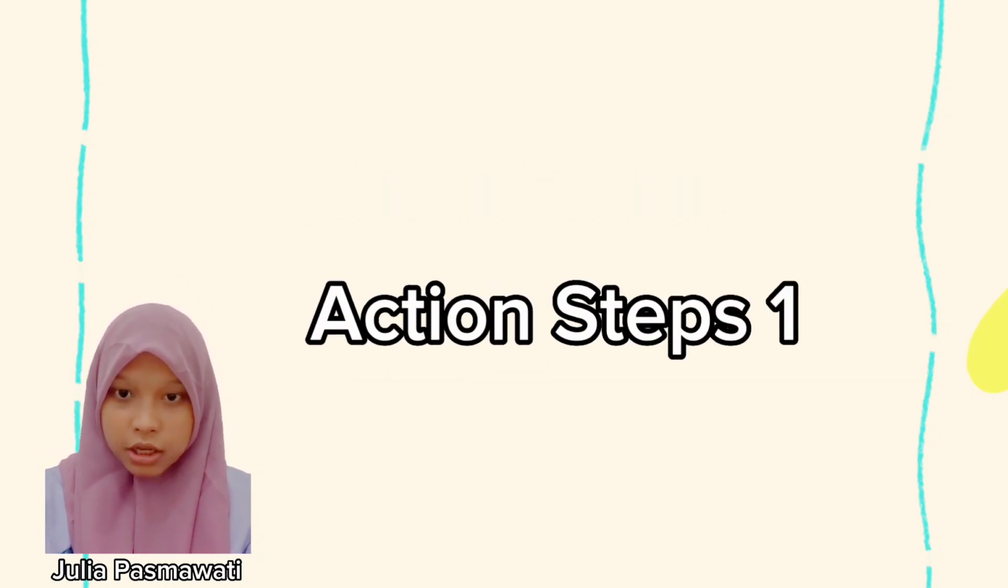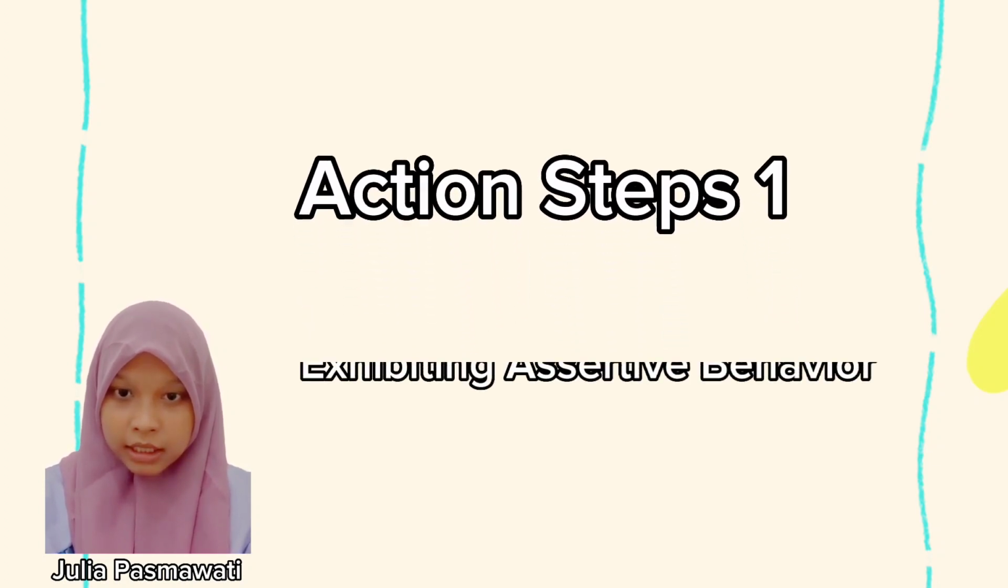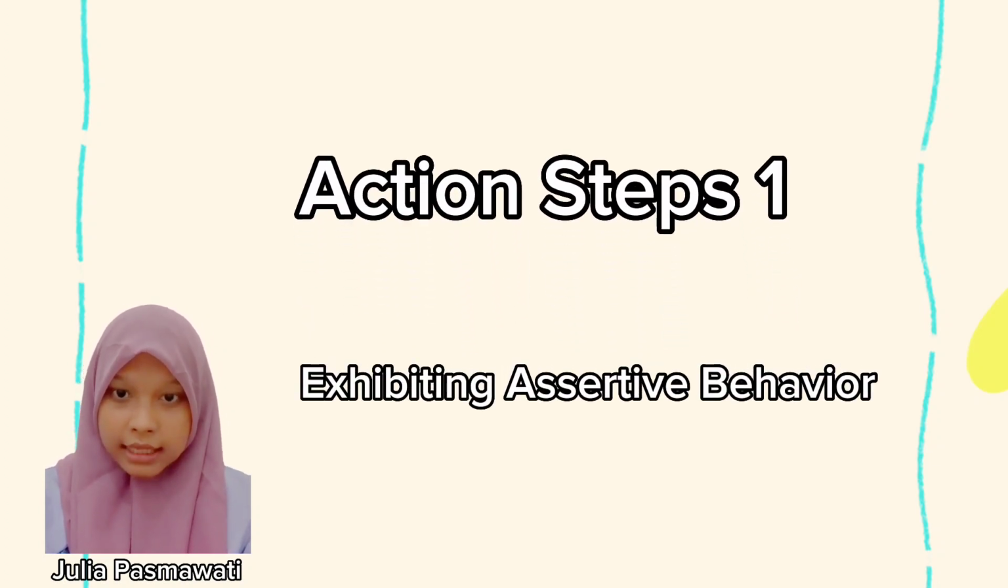At least two other areas are important to this communication. First, exhibiting assertive behaviors. One of the best ways to communicate a proper level of dominance is to exhibit assertive behavior that involves three primary categories.